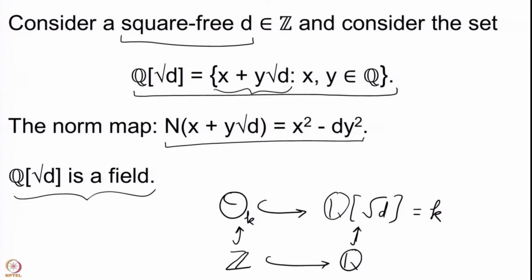we have this kind of what is called a commutative diagram. It is also a nice diagram in the sense that the intersection of these two, OK and Q, is precisely Z. So, this is a very nice diagram and it holds not just for Q root D but also for a general finite extension of Q.